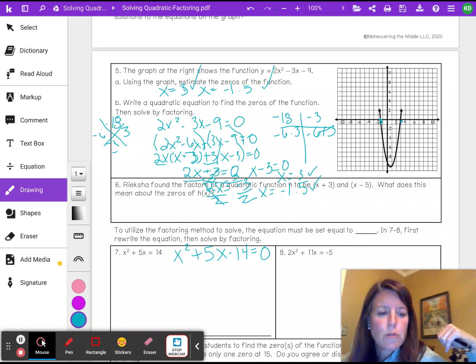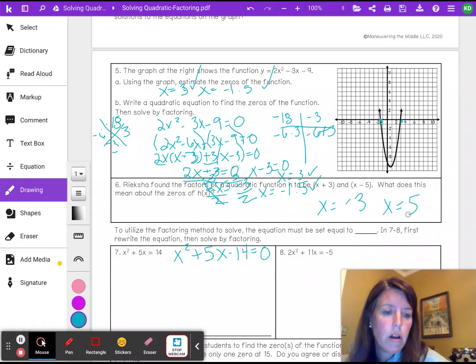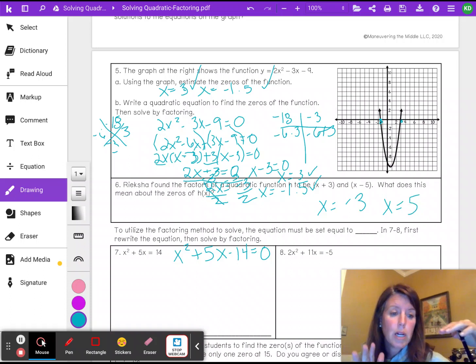Sorry, I wrote into the next one, so hopefully on your paper you'll be able to see it a little better. But it says that Riksha found the factors of a quadratic function to be x plus 3 and x minus 5. What does that mean about the zeros of that function? So that just means that x equals negative 3 and x equals 5. That is where that parabola crosses the x-axis.